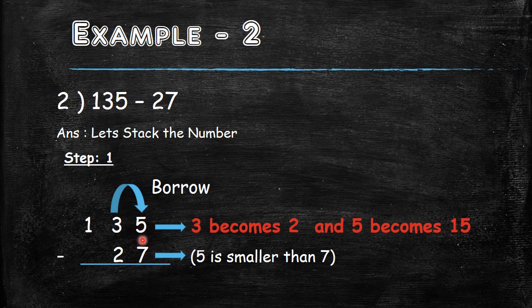So when we see, it is 5 minus 7. 5 being the smaller number on top and 7 being the greater number below, we cannot subtract. So in this case, we will be borrowing one digit from the next place. How do we borrow? We'll be borrowing 1 and then placing it next to 5. As we have written here, 3 becomes 2 and 5 becomes 15.